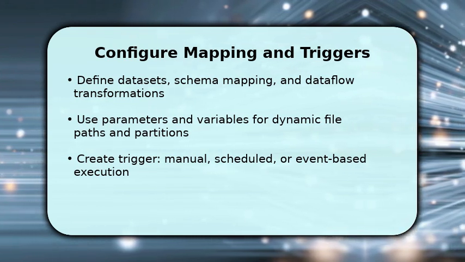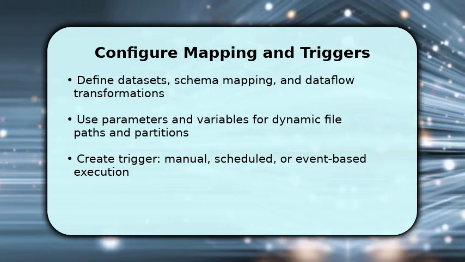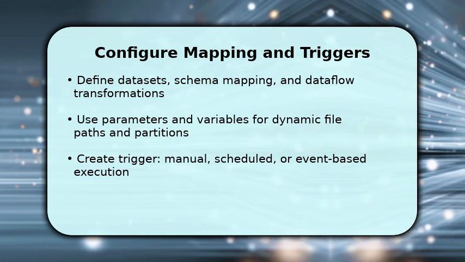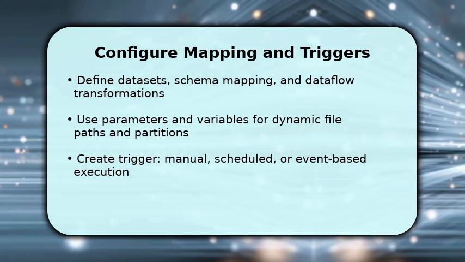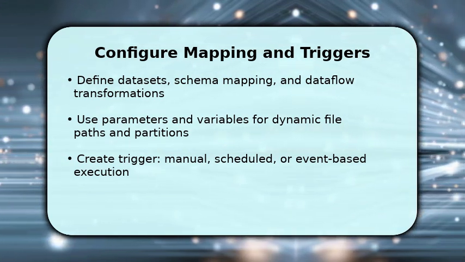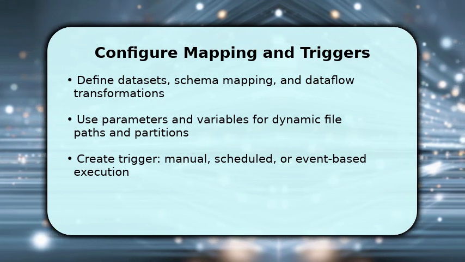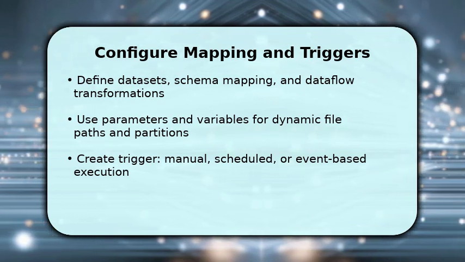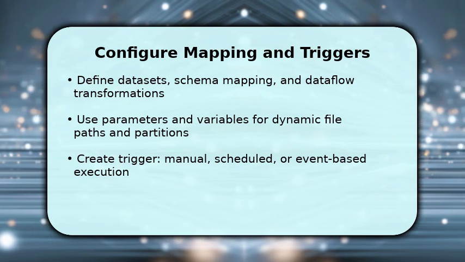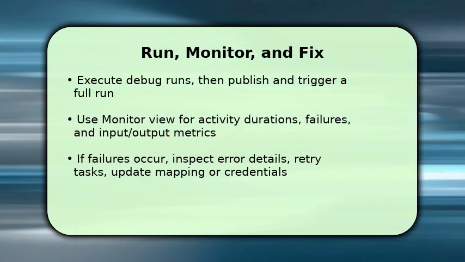If transformations are complex, add a data flow activity and tune partitioning for parallelism. Finally, attach a trigger. Choose manual for testing, scheduled for batches, or event-based for near real-time processing to automate runs reliably. You run a debug to validate logic, then publish and trigger a full execution once things look correct.